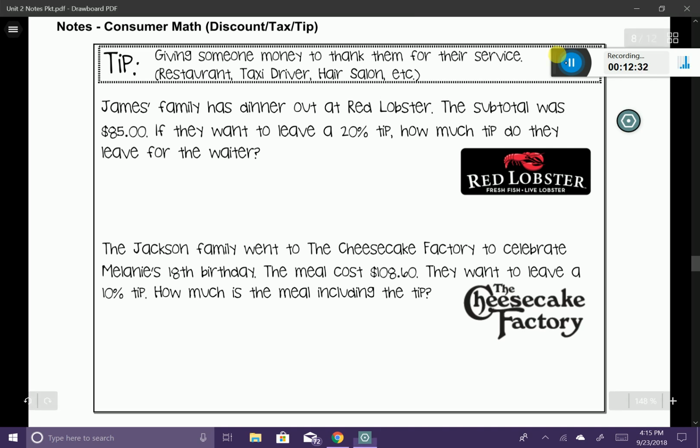So just like before, I'm going to figure out that percentage. So $85 times 20%, which we know is 0.20 if I move that decimal over twice. So 85 times 0.2 is going to give me 17. So my tip would be $17, and that would be how much money I'm going to put in addition to how much I'm spending on my food. So this is kind of the gift for the waiter or waitress for their service.